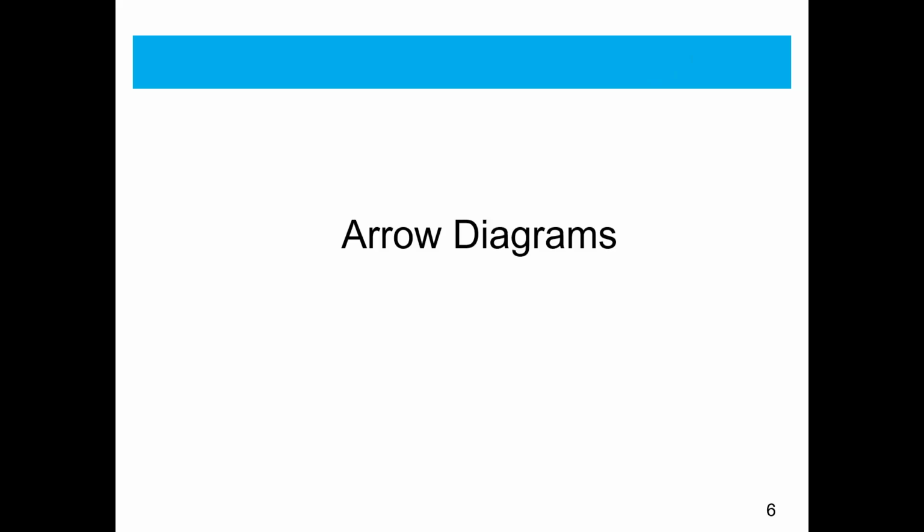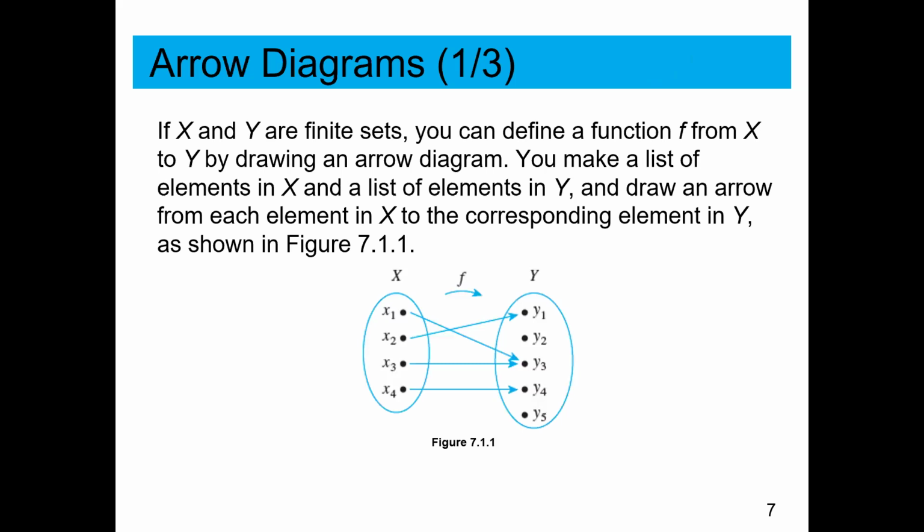And the word arrow diagram is really nice. It's going to look like this. You're going to have two sets. So we have set X over here and set Y over here, and we draw the arrows. If f is going from X to Y, as you can see with this little arrow here, then I take every x and I draw it to where it goes.